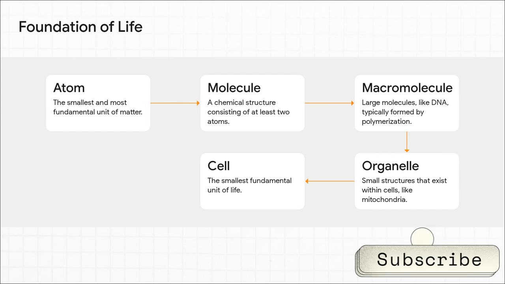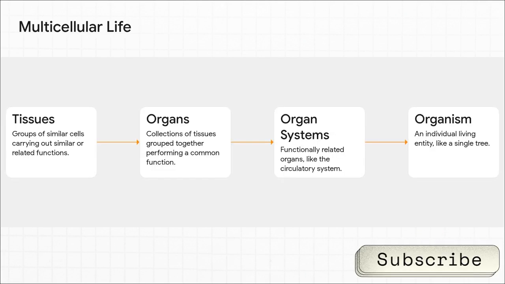Down at the very bottom, you've got atoms. They link up to form molecules like water. Those molecules then build massive complex structures like DNA, and those build the little machines inside a cell called organelles. And all of that comes together to create the cell, the smallest thing we can truly call alive. But we're not done yet.